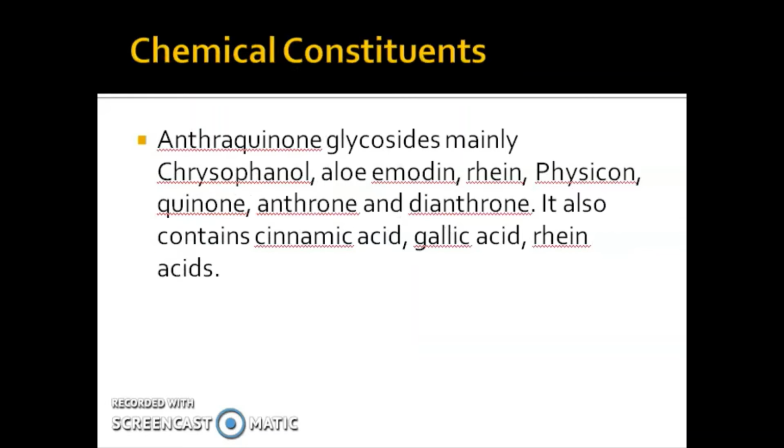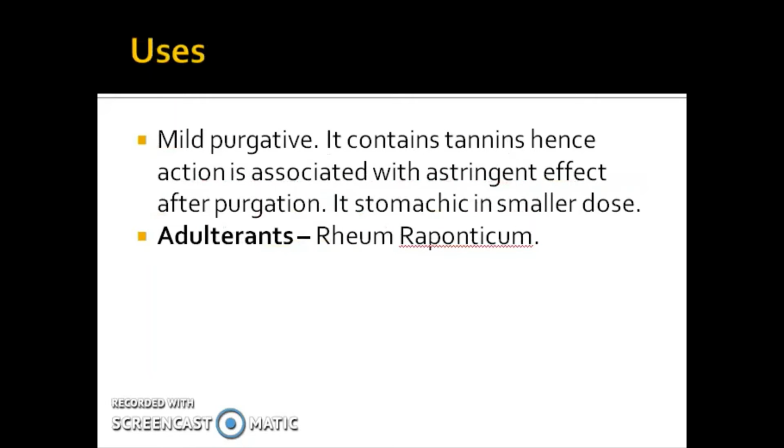Chemical constituents. Anthraquinone glycosides, mainly chrysophanol and aloe-emodin, rhein, physcion, quinone, anthrone and dianthrone. It also contains cinnamic acid, gallic acid and rheinic acids. Its use is as a mild purgative. It contains tannins, hence action is associated with astringent effect after purgation. It is stomachic in smaller dose. Adulterant is Rheum rhaponticum.